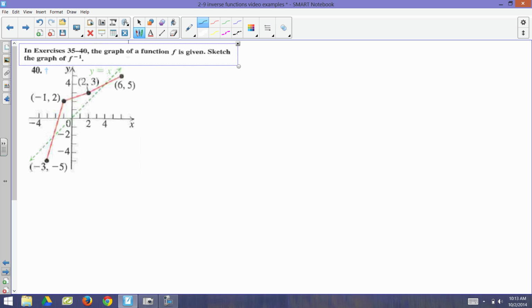So the point 6, 5 will now become 5, 6. So there's 5, 6 is almost off my graph. The point 2, 3 becomes 3, 2. The point negative 1, 2 becomes 2, negative 1. The point negative 3, negative 5 becomes negative 5, negative 3. And then connect my dots. That's the end of the dots though. Okay, so it ends where the dot is. Okay? So there's the graph of it.